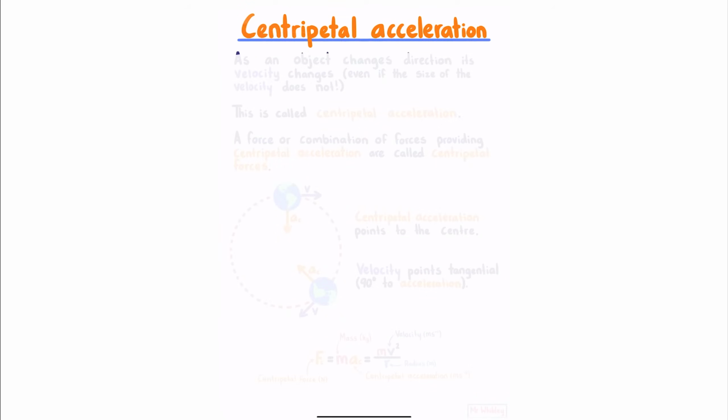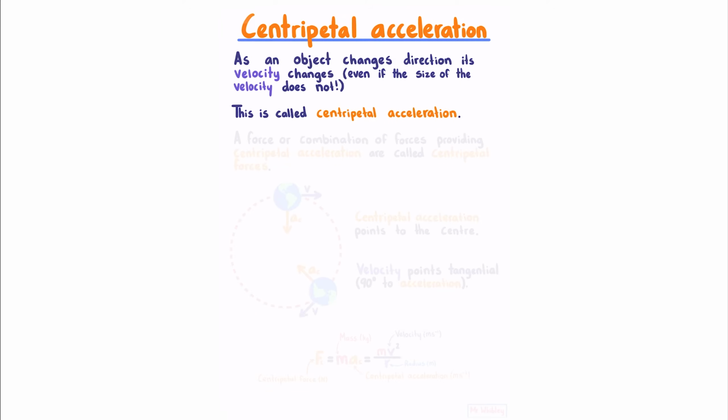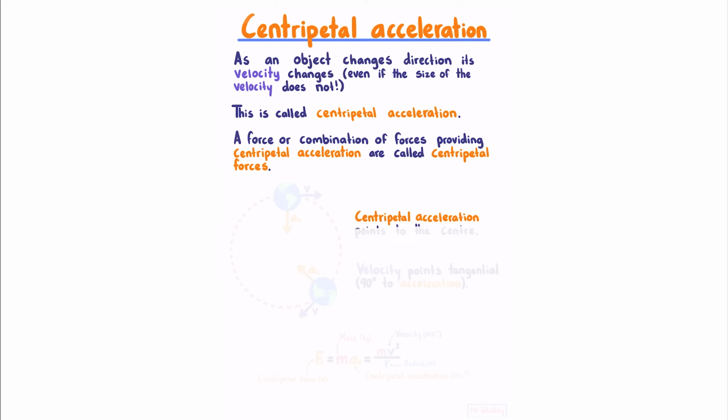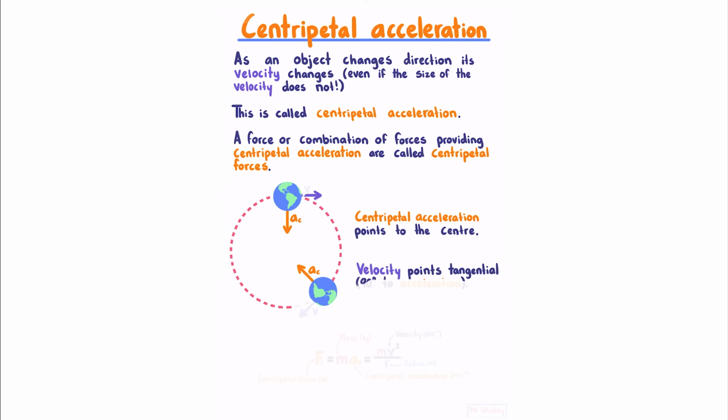Centripetal acceleration. As an object changes direction, its velocity changes, even if the size of the velocity does not. This is called centripetal acceleration. A force or combination of forces providing centripetal acceleration are called centripetal forces. Centripetal literally means center-seeking, which tells us that the centripetal acceleration always points towards the center, whereas the velocity points tangential, which is 90 degrees to this acceleration.